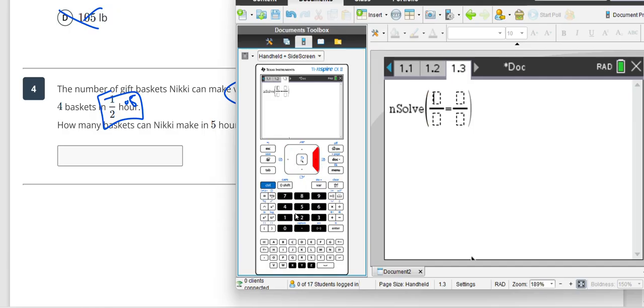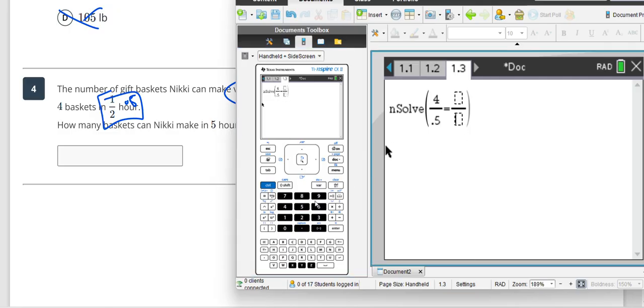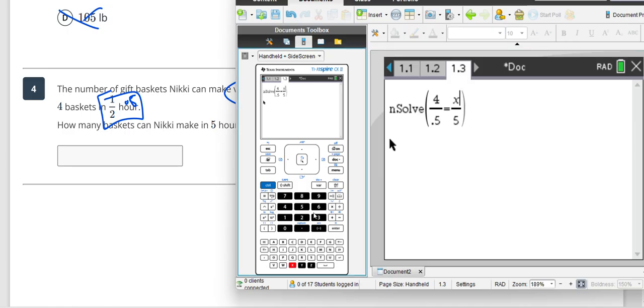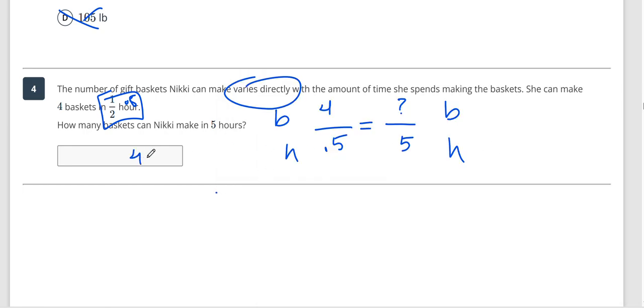And then up here is going to be 4 baskets in half an hour. We can make it 5 hours and x. So this is where it goes for me. I can see that for a whole hour, this is half an hour, for a whole hour they make 8. To make it in 5 hours, well, 8 times 5 would give me 40. Sorry about that one, man. That's super bad. Way bad, actually embarrassed about that. Okay, come back over here. So the answer would be 40.